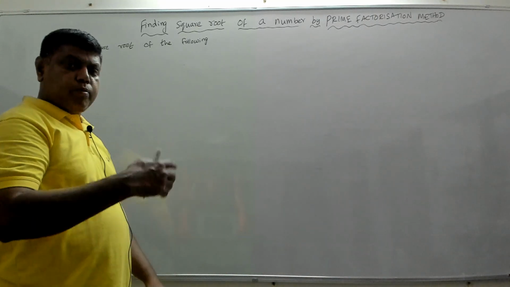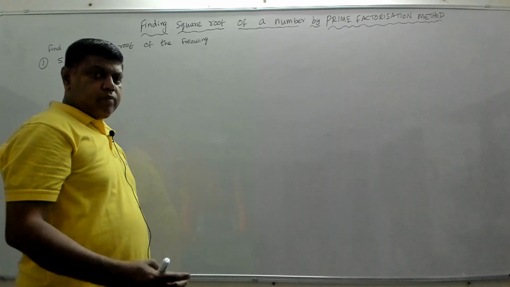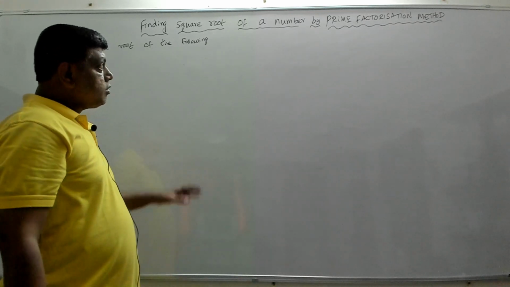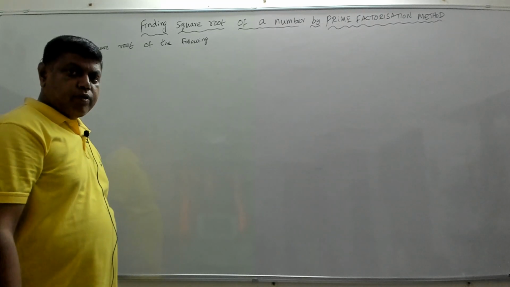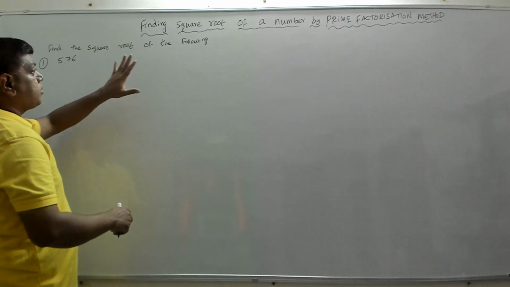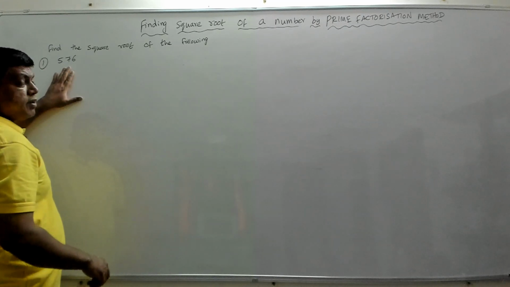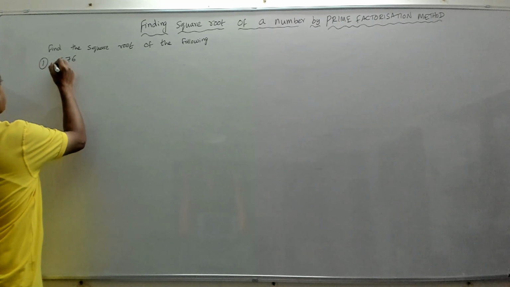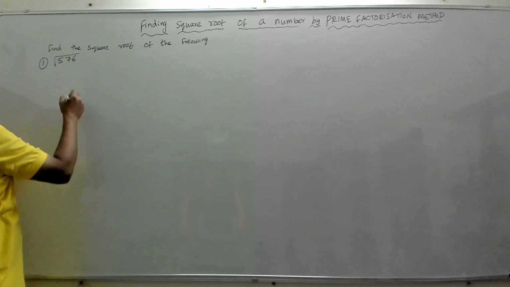We also have another method, which is the division method, wherein we can also find the square root of a number. This is one more method wherein we can find the square root of a number using prime factorization. Now how do we find the square root of 576 using the prime factorization method?